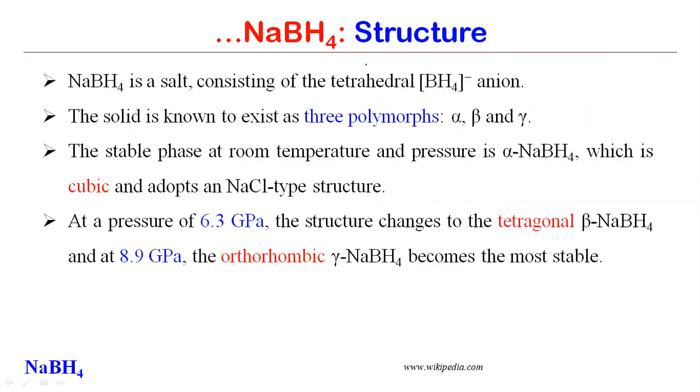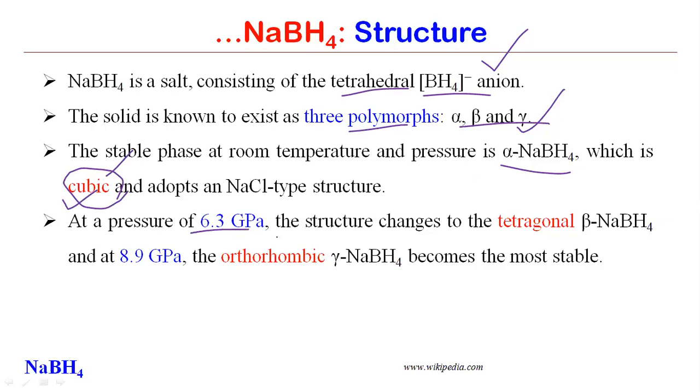As far as the structure is concerned, it is a tetrahedral structure having the BH4 minus anion. This compound, sodium borohydride, exists in three polymorphs: alpha, beta, and gamma forms. The alpha form is generally more stable, and that is actually a cubic structure. We know the crystal system: cubic has some parameters like interfacial angles and bond lengths. So the structure of alpha sodium borohydride is cubic.